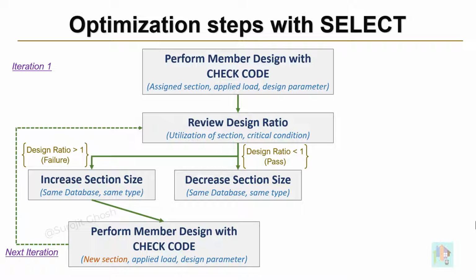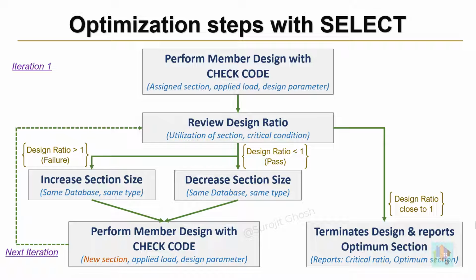In such a case, when the critical ratio is less than 1 during the section selection process, the program reduces the section size, selects a lighter section from the database, and redesigns to find the modified ratio. This whole process, design a member, review the ratio, accordingly select another section and redesign, continues till the ratio is close to 1 or any specific ratio value. A few iterations might be required to complete the design process and find the most economic section for a member.